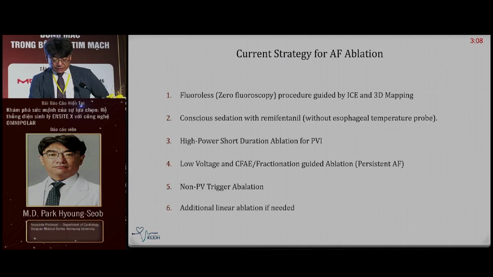Now I will give you some of my ablation procedure these days and cases I performed with the Insight X system with the HD grid and peak frequency algorithms. My current stage of atrial fibrillation ablation is a zero fluoroscopy procedure using ICE and 3D mapping and high power short duration for PBI isolation. When I do additional ablation, I usually perform low voltage and CAFE fractionation guided ablation and additional non-PB trigger or additional linear ablation if needed.